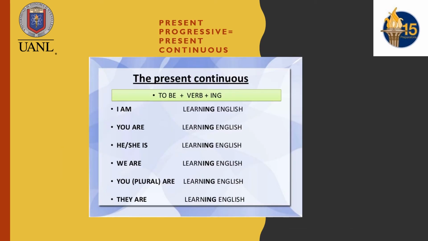So now we have the topic that is called present continuous or present progressive, that is the same, in which the main structure is going to be the verb to be plus the main verb in ing form. So also you have the rule, right? I am, you are, he, she is, we are, you as a plural are, they are learning English, right? So you have the subject, the verb to be, plus the main verb in ing form with the complement.